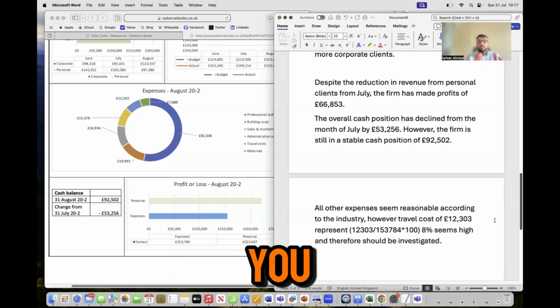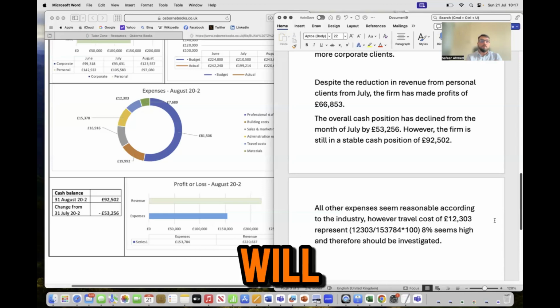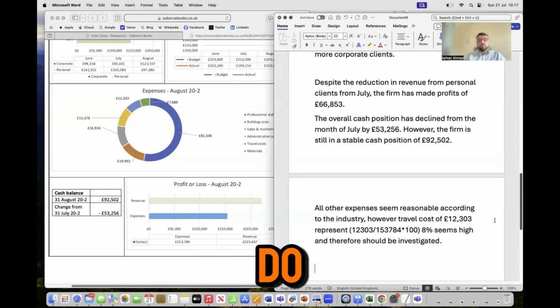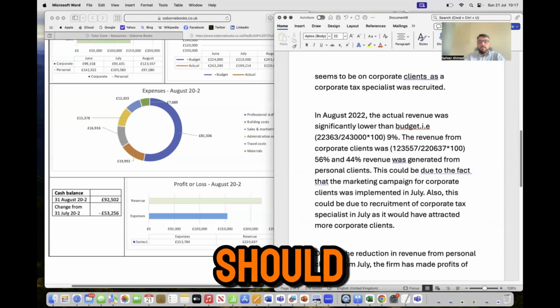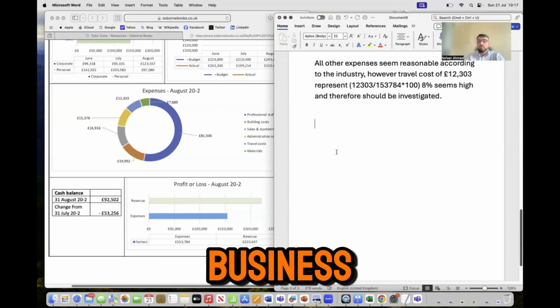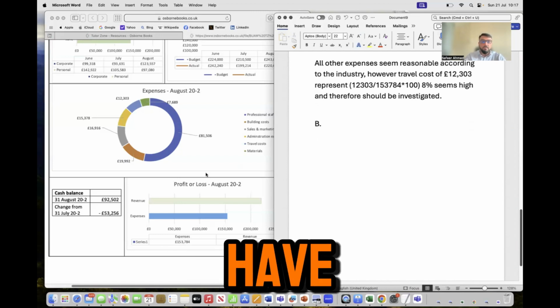Of course, they can give you any industry. It could be travel and tourism, it could be IT. So you need to have that basic knowledge and use common sense as well. The more questions you practice, the better you will get in this area. Okay, so that should be the answer for part A, which was the discussion of the performance of the business over these 3 months. Now, part B of this question, let's have a look.